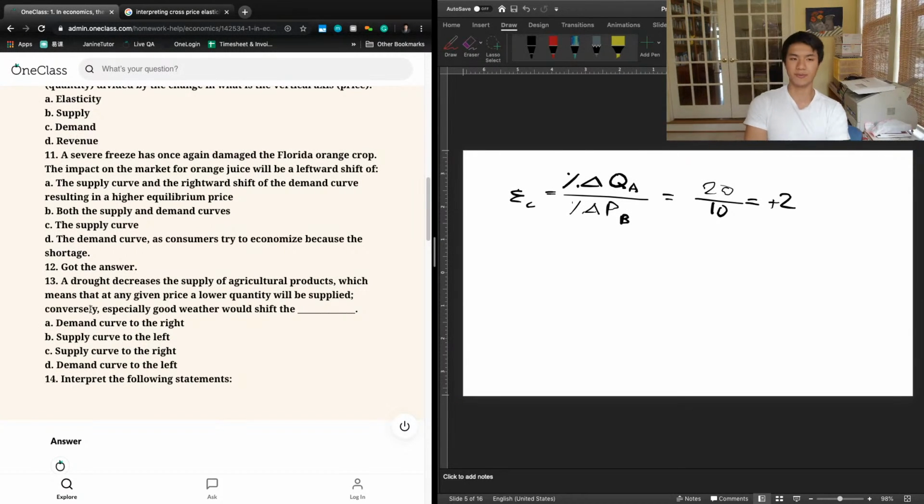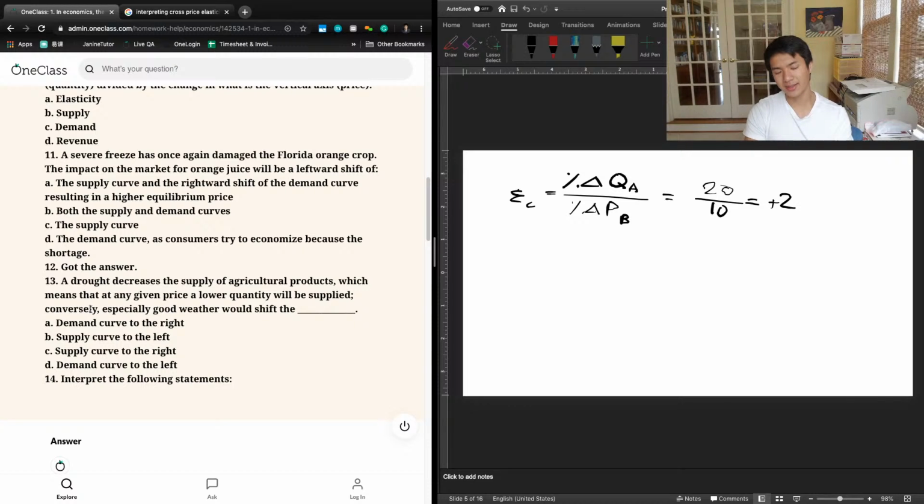Question 11 says, a severe freeze has once again damaged the Florida orange crop. The impact on the market for orange juice will be a leftward shift of A, the supply curve, and a rightward shift of the demand curve, resulting in a higher equilibrium price; B, both the supply and demand curves; C, the supply curve; or D, the demand curve, as consumers try to economize because of shortage. So it looks like there's a combination of answers: some suggest a supply curve shift, some suggest a demand curve shift, and some suggest a combination of both.